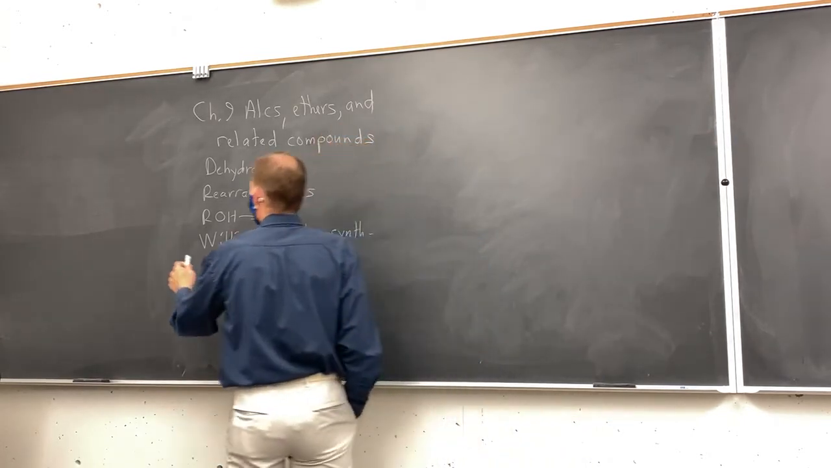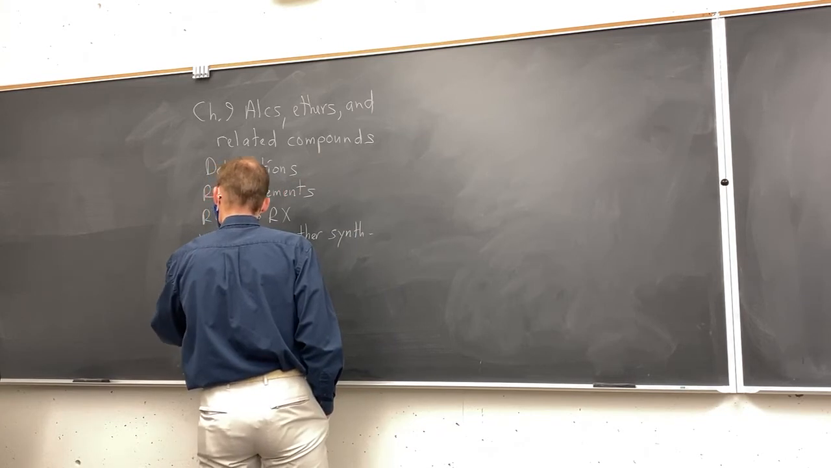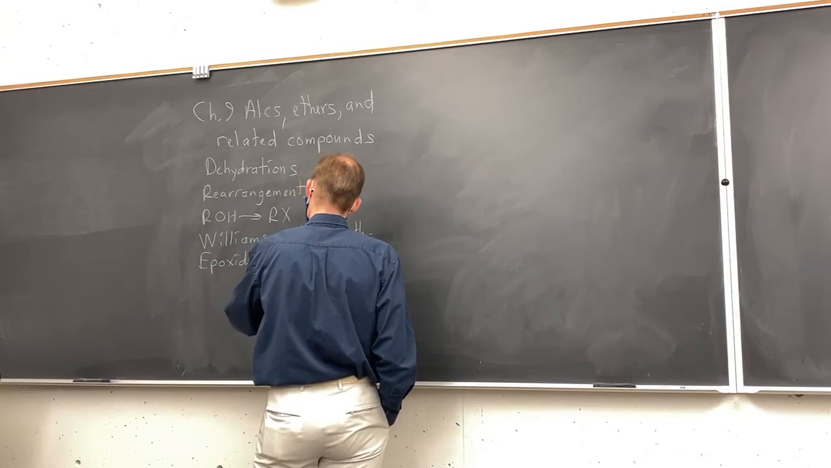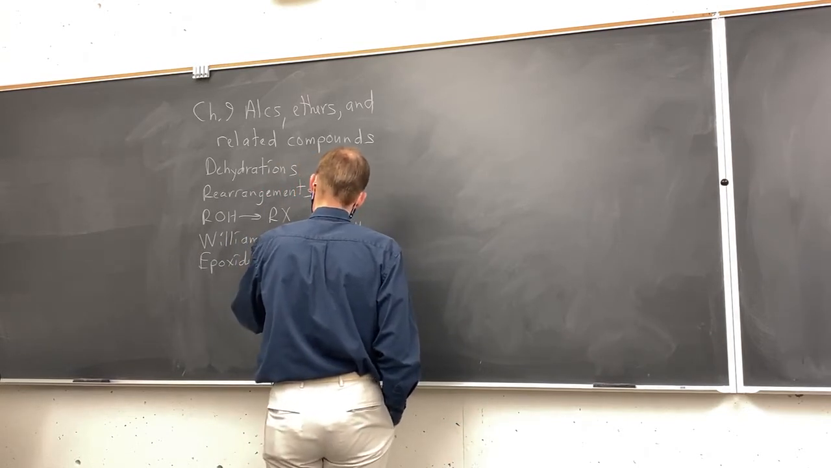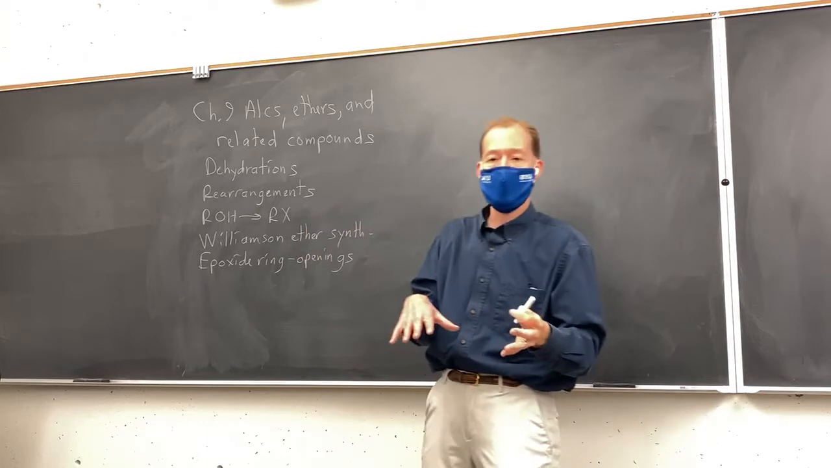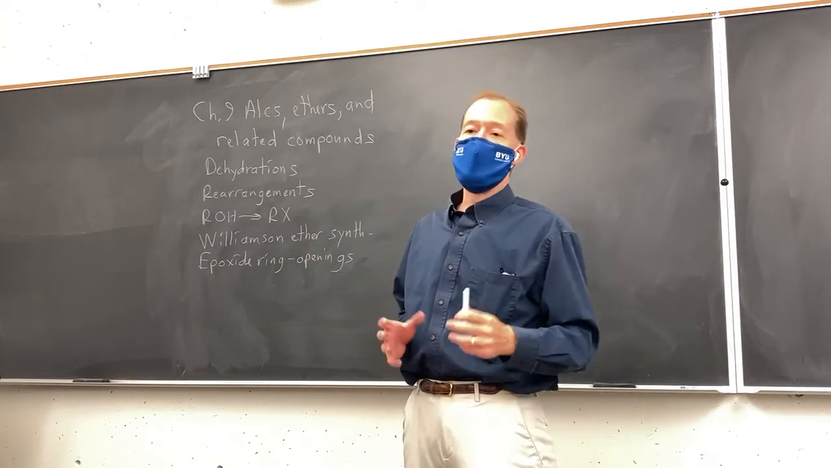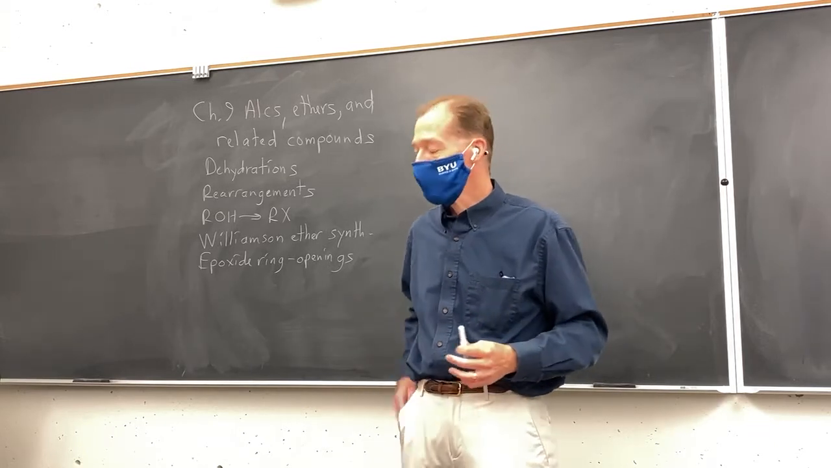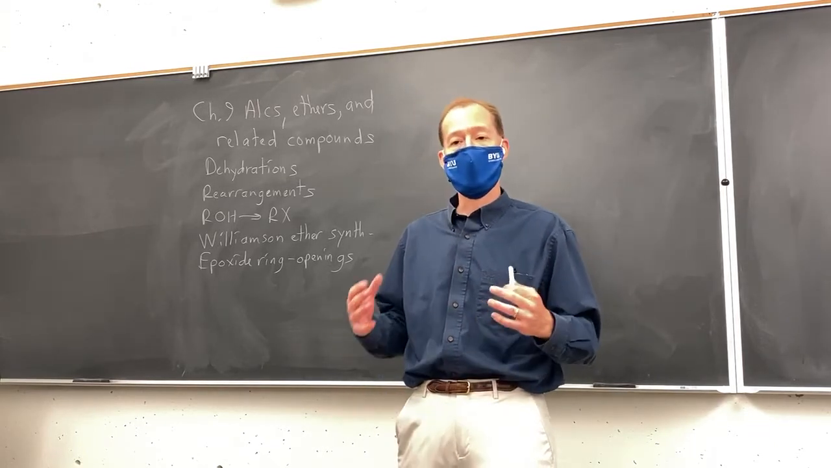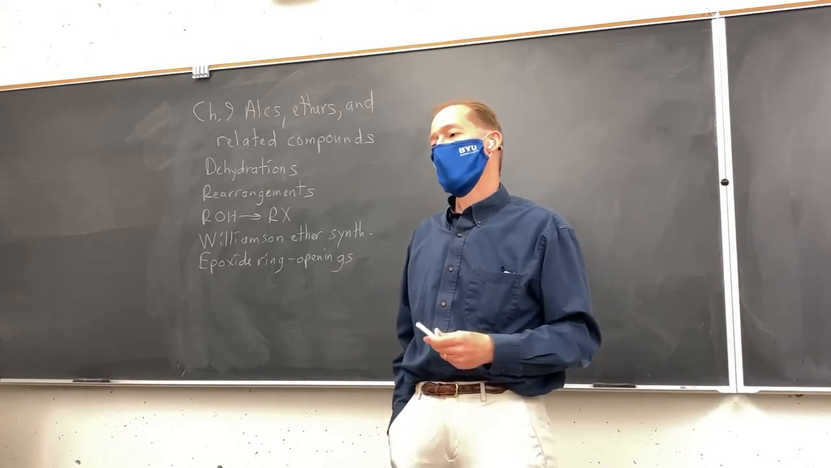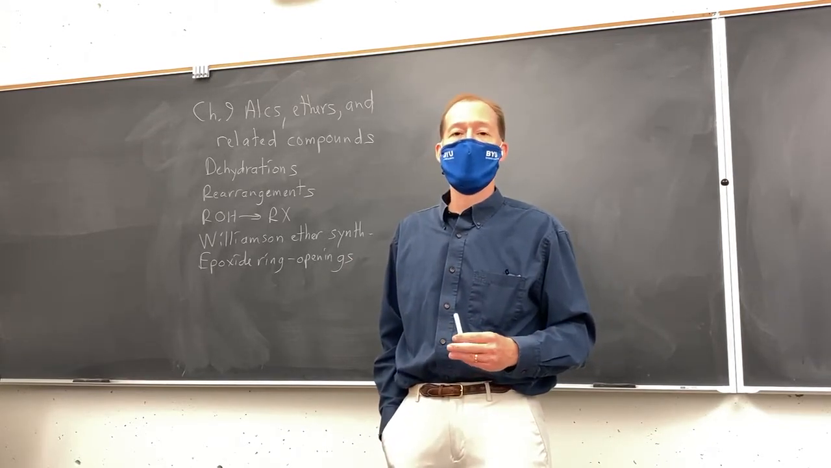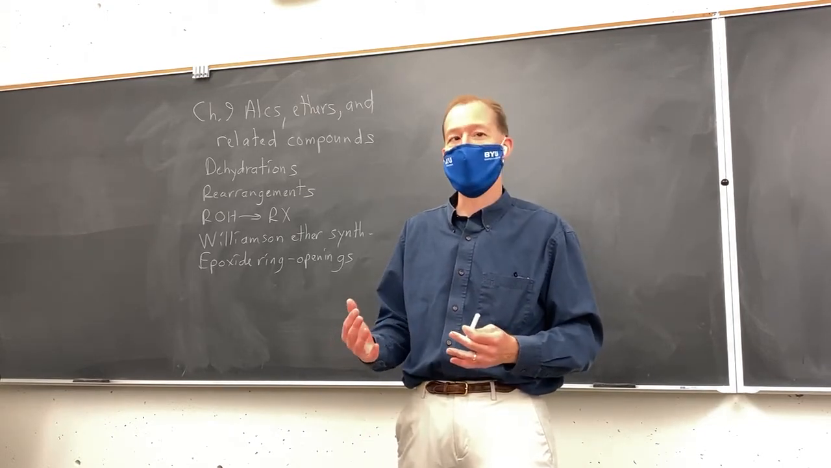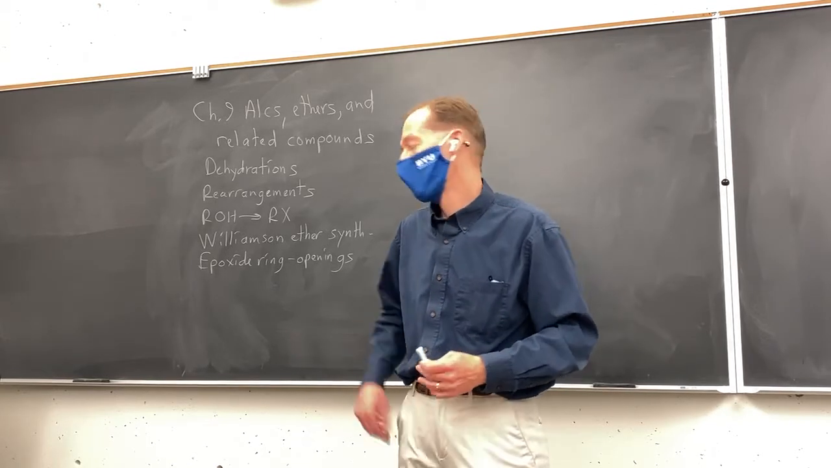And then epoxide ring openings. The two types of epoxide ring openings: with strong nucleophiles occurring at the less substituted carbon, with strong acids occurring at the more substituted carbon, both of those occurring with inversion. So the strong acid reactions are what we refer to as the SN1.5 reactions, the ones that have elements of SN1 and elements of SN2. Okay.